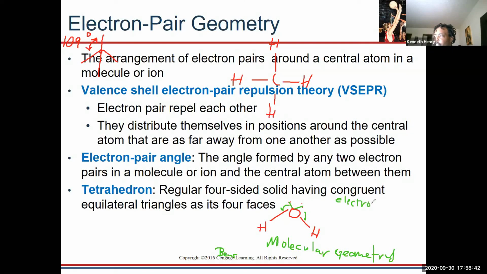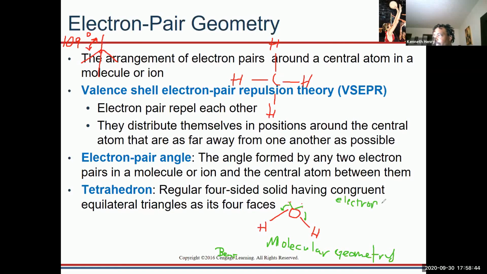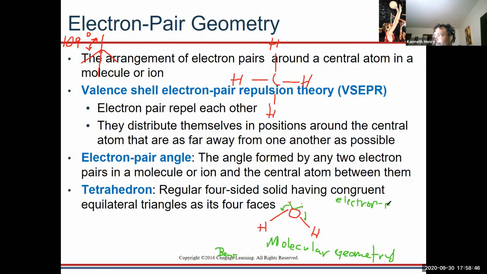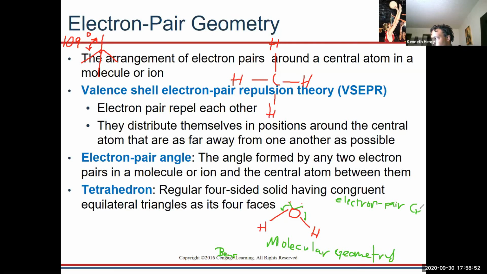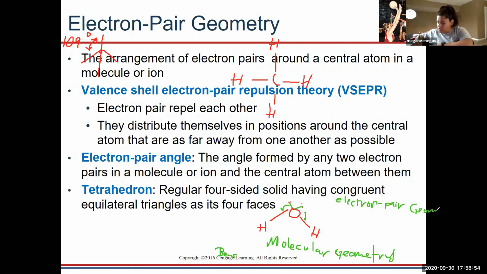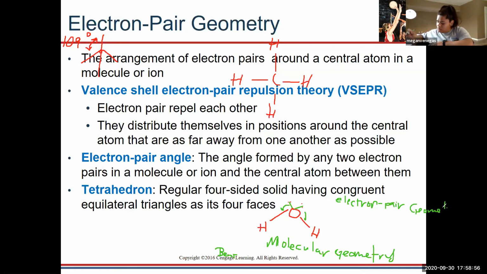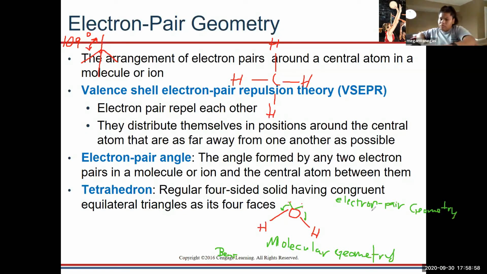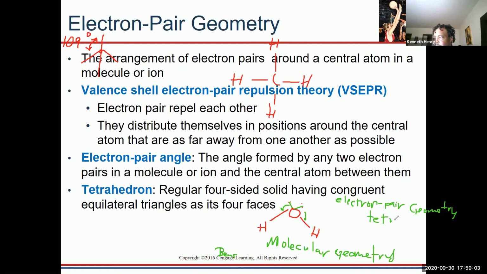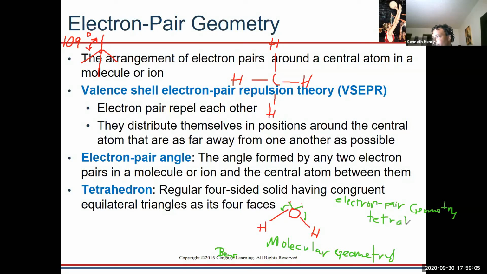Now, don't worry if you don't get it yet. After we finish, I'm sure it'll start clicking. Tetra meaning 4. Hedral meaning sides. Okay?